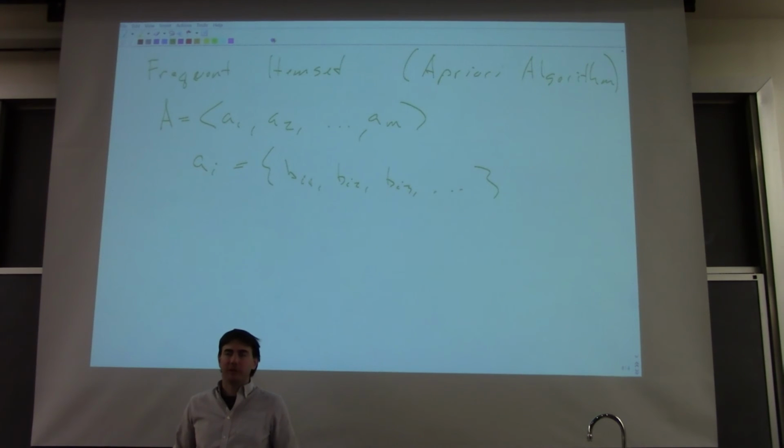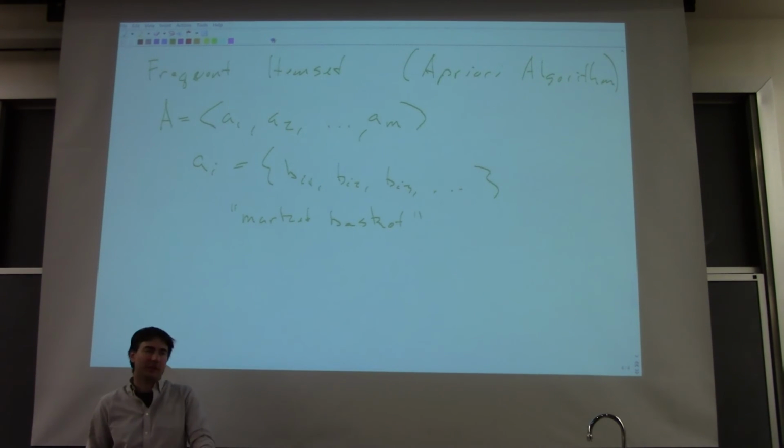Okay, so now each element in the stream is a set, and these are often called market basket data sets. A common way to see this is if you're going to a grocery store and these are the items on your receipt, right? You don't buy one item at a time, you buy a bunch of things at once. You buy milk and bread and all this other stuff.